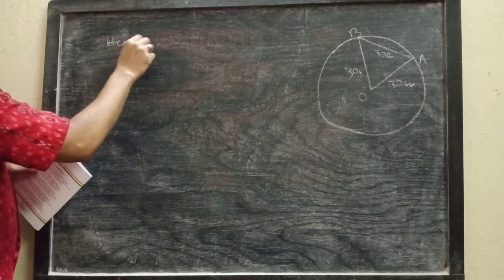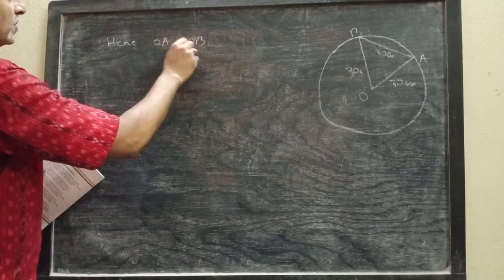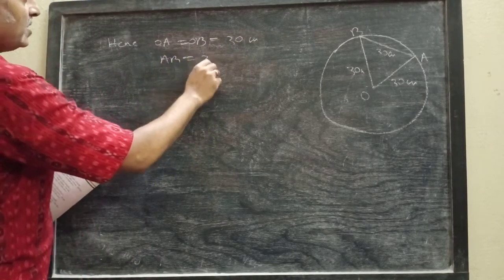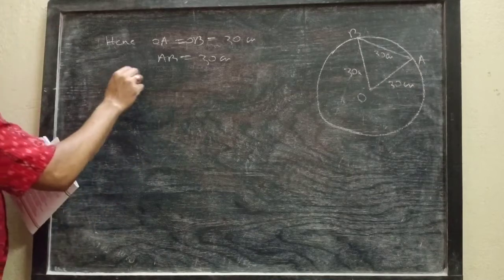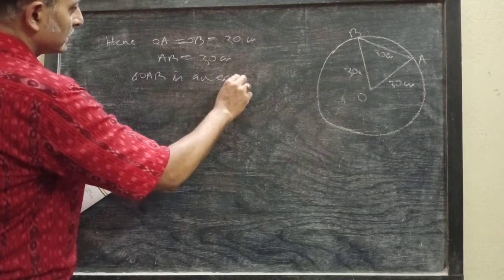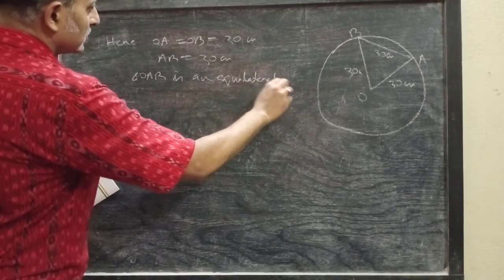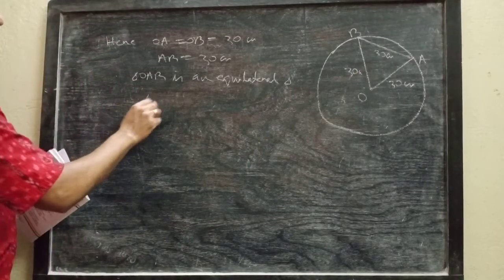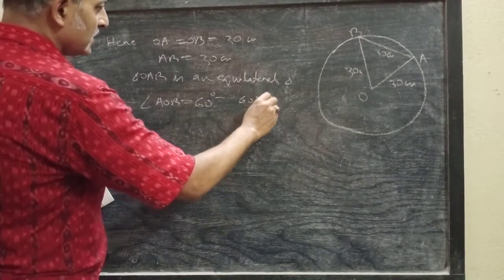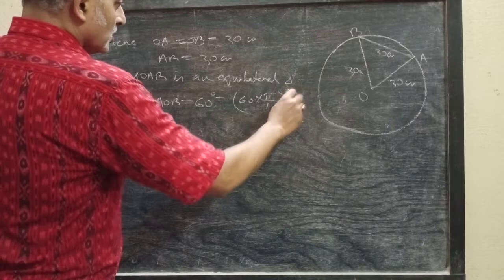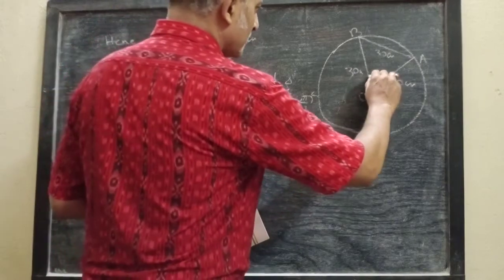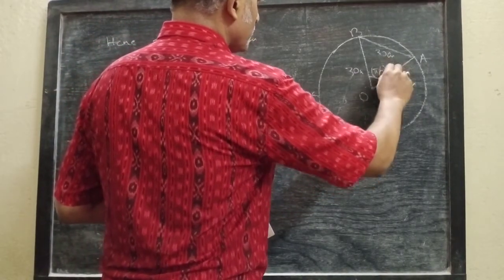Here OA equals OB, these are 2 radii, they are of length 30 centimeter, and the chord AB is also of length 30 centimeter. So therefore, triangle OAB is an equilateral triangle. So your angle AOB will have measure 60 degree. That is 60 into pi by 180 radian, that is pi by 3 radian. So you get this angle as pi by 3 radian.